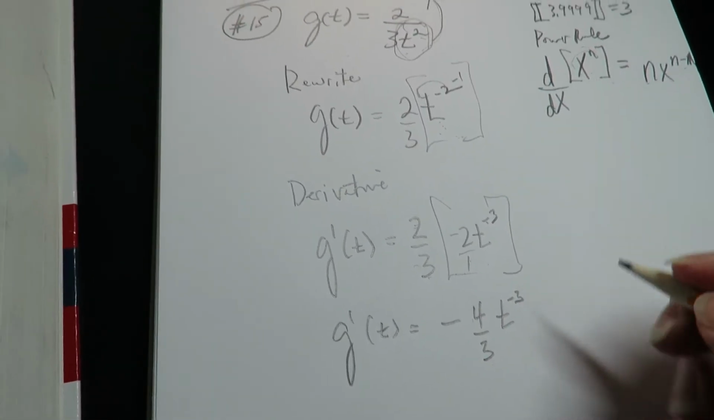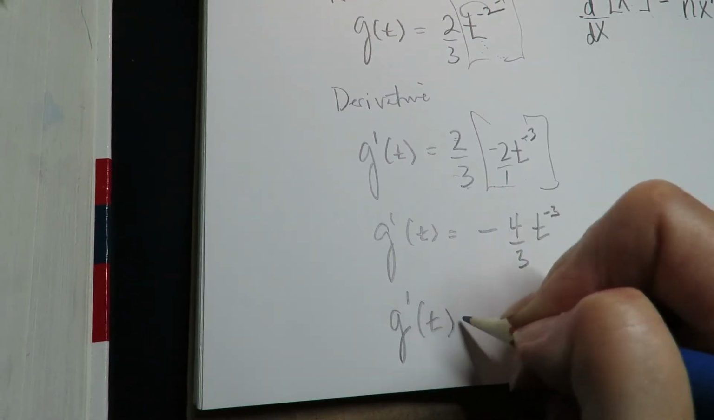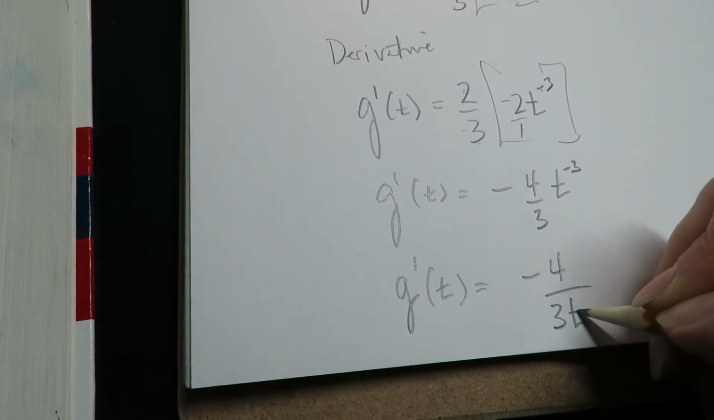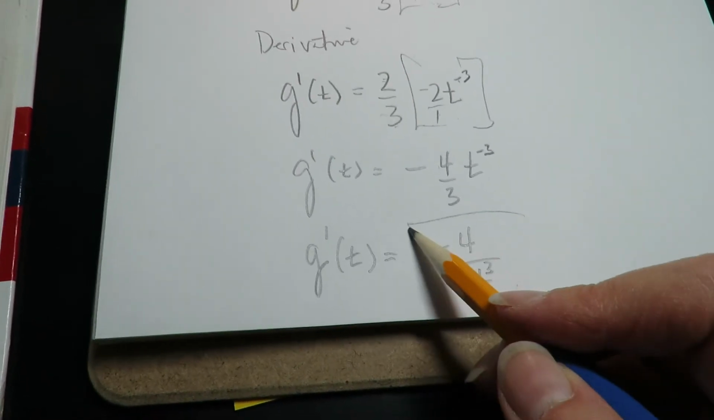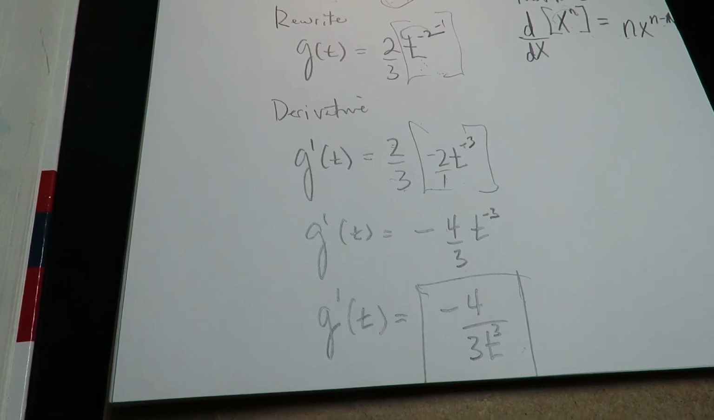And then I would suggest that you bring the negative exponent back down as your last step. A negative exponent means reciprocate. So this is the nicest way to write the answer, this step right here. Okay, I hope that helped.